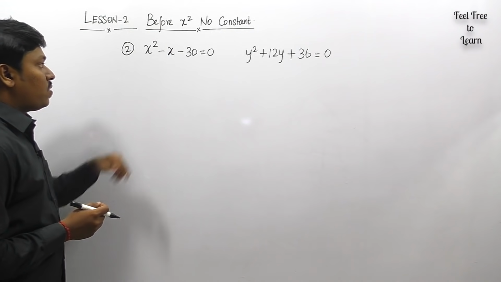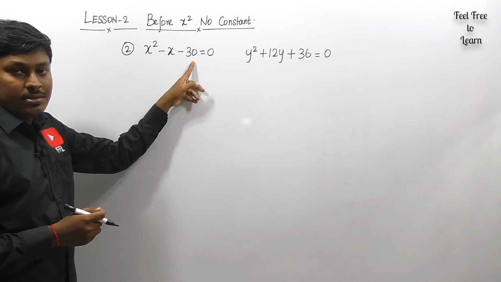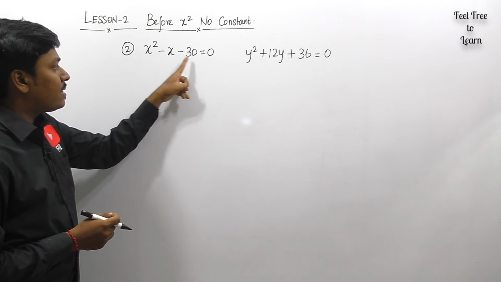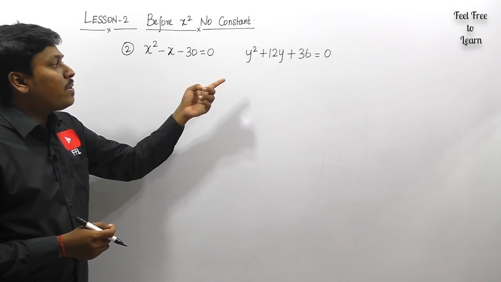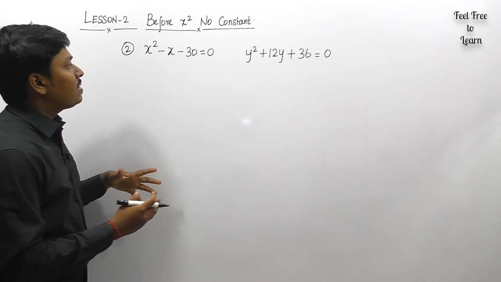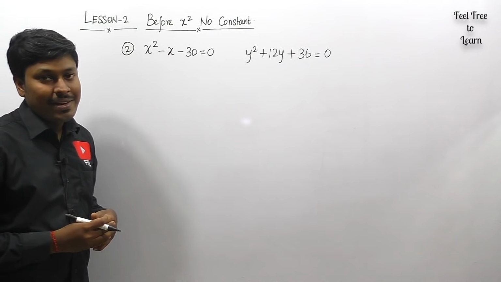Question number 2. So x square, x and a constant. So we can say that this equation is a quadratic equation. x square minus x minus 30. Similarly, the second equation is also a quadratic equation: y square, y and a constant. So by using this, we need to say what is the relationship between x and y.